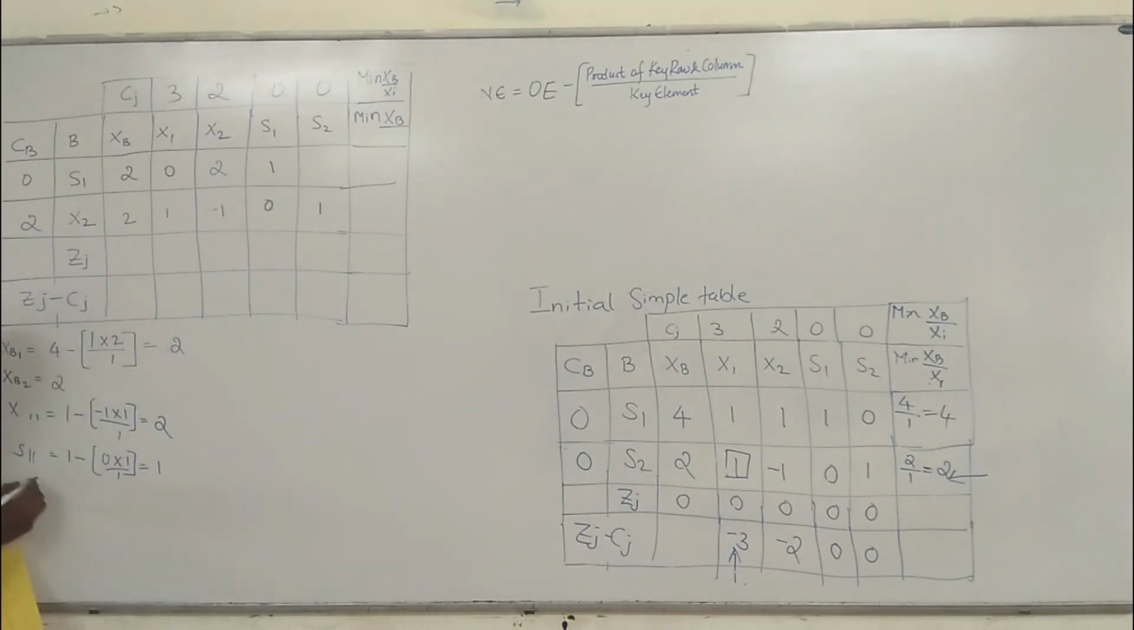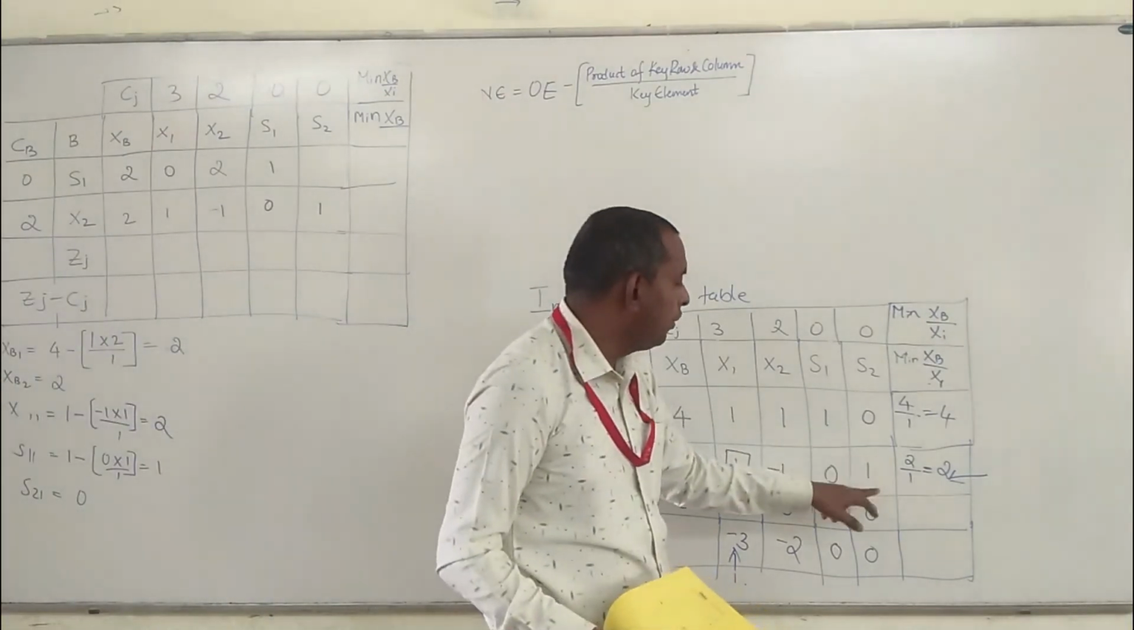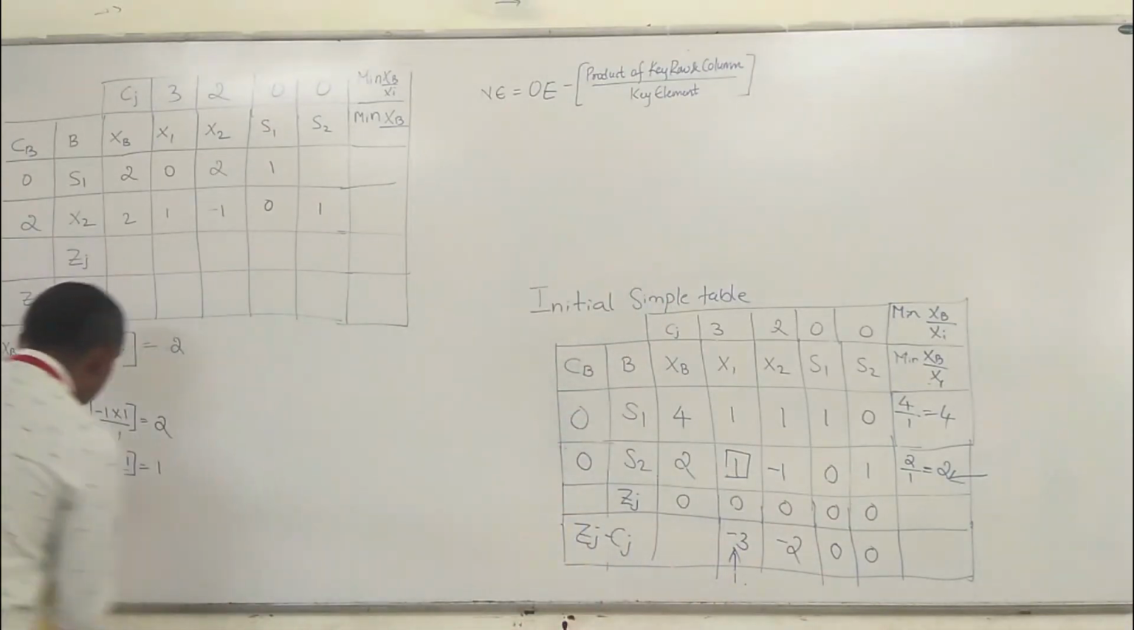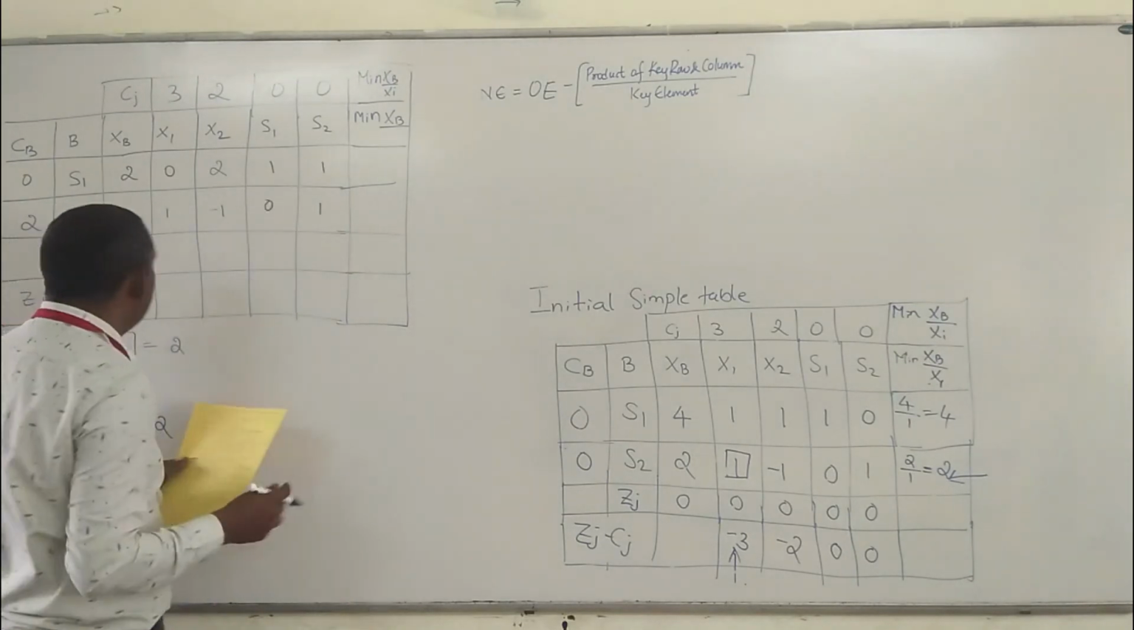Next one, s21. That is 0. As s21 is 0, 0 minus 1 into 1 divided by 1. So how much is the answer? 1. Fine. The answer is 1.